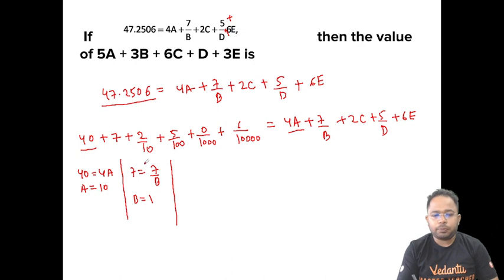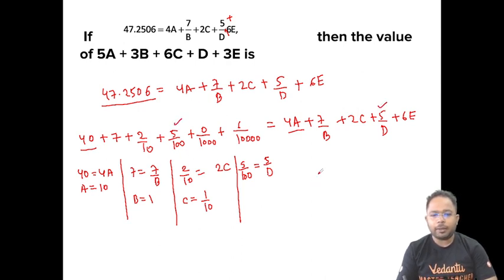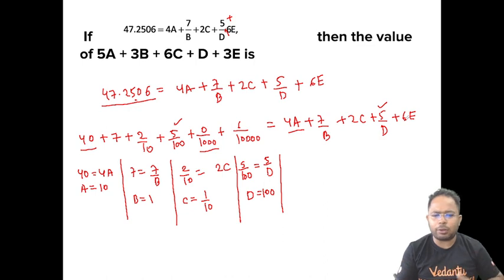Now comparing the place value of this 2 by 10 with 2c, the 2 cancels. What we get? c is equal to 1 by 10. What about d? 5 by 100 is equal to 5 by d, because 5 is there in the hundredths place. So once again, d is equal to 100. And there is no place value for 0 by 1000, so let it be 0 by 1000, 0 only.